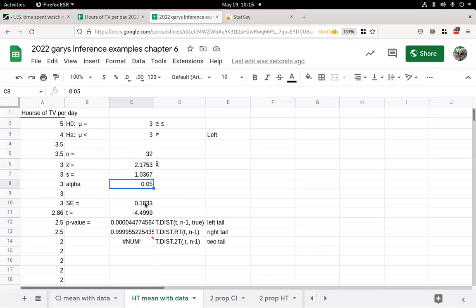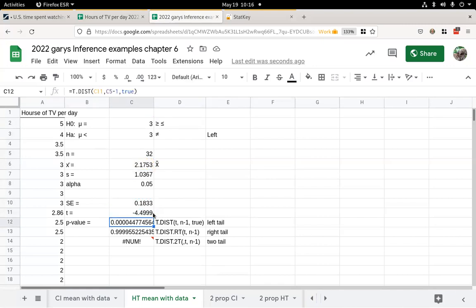And then the computer automatically calculates your standard error. It's going to take my sample standard deviation here and divide by the square root of the sample size for me. Based on that, it's going to calculate my t-score here, which says first subtract the population mean parameter from the sample mean and divide by the standard error. And I get negative 4.499.